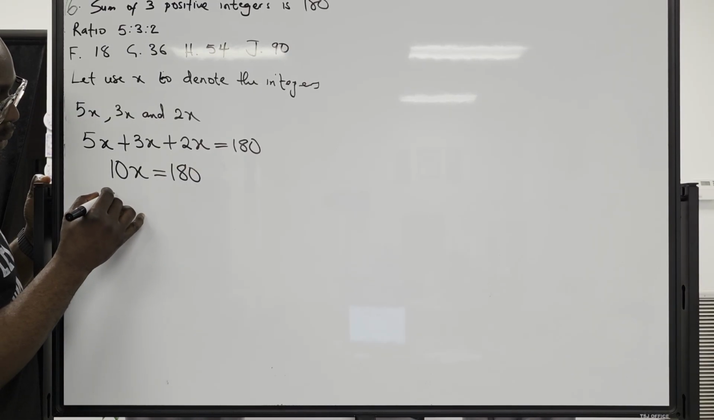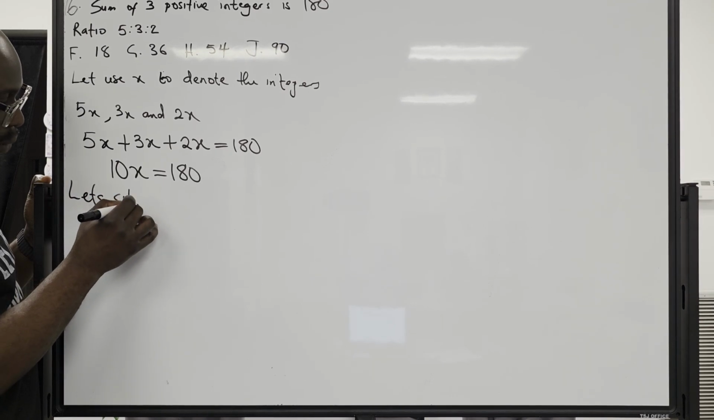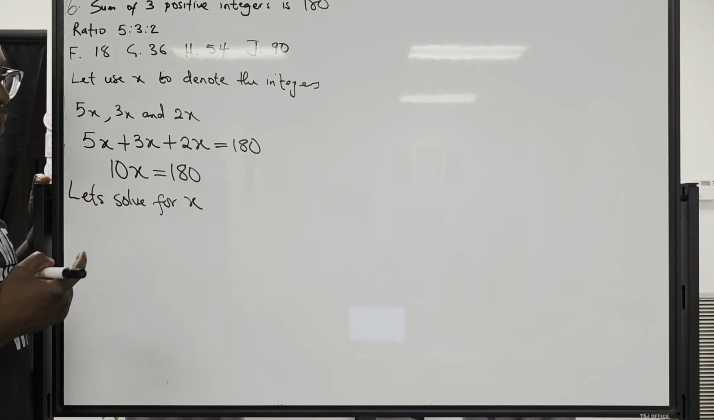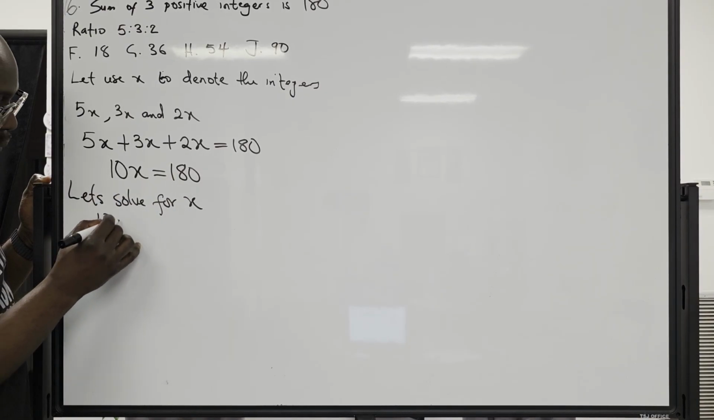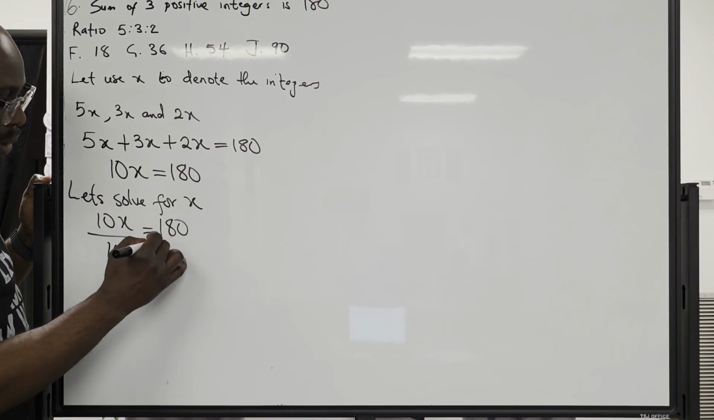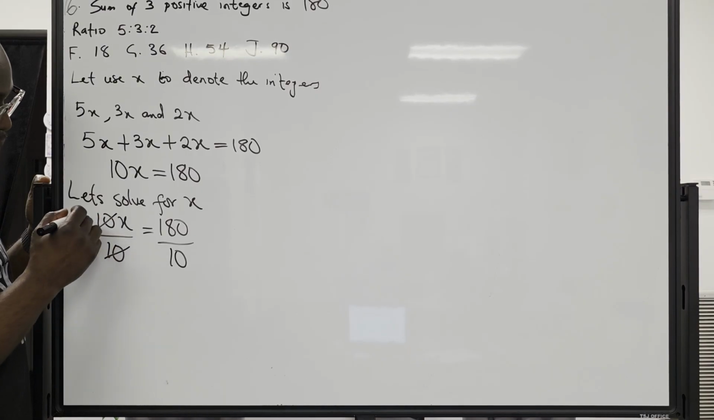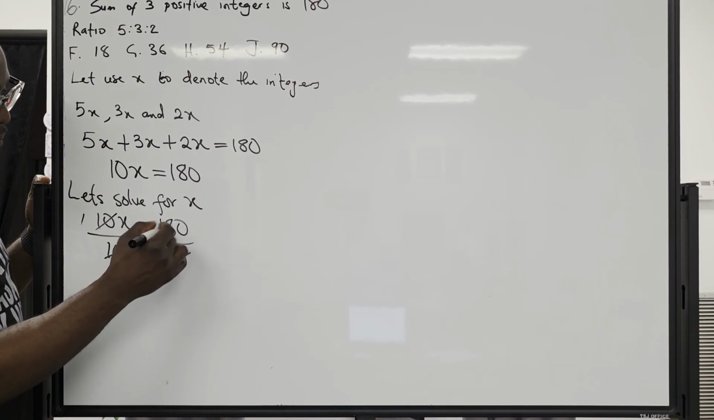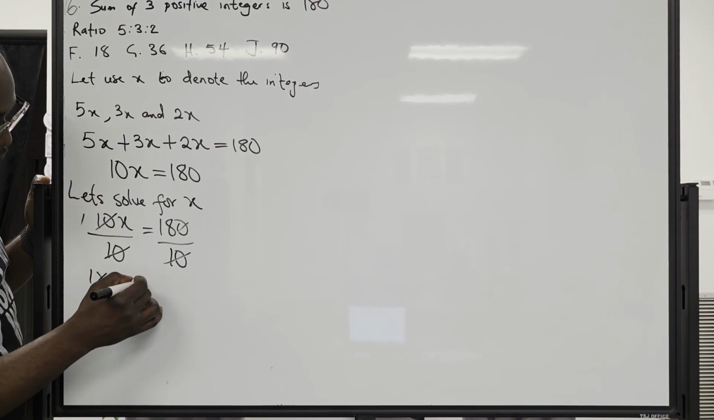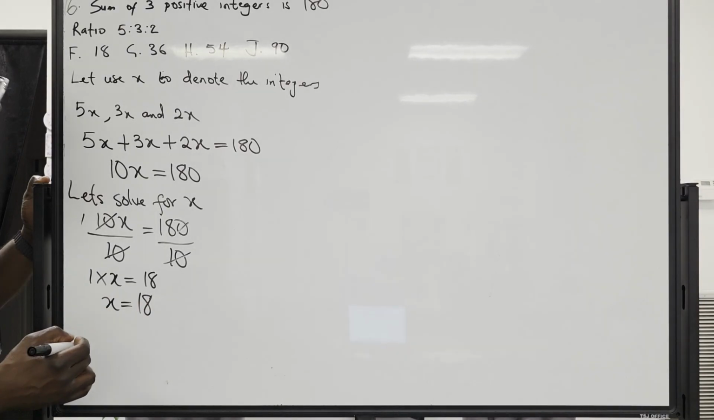So let's solve for x, and that one is easy. We divide both sides by 10. So 10x divided by 10 is equal to 180 divided by 10, so that we can have x alone. 10 divided by 10 is 1, and 10 in 180 is 18. So 1 times x is equal to 18, so our x is now 18.